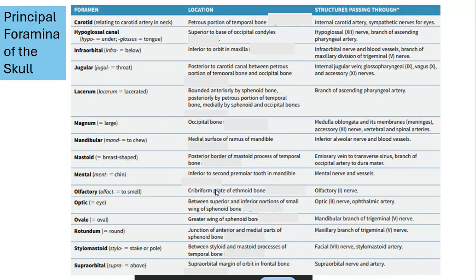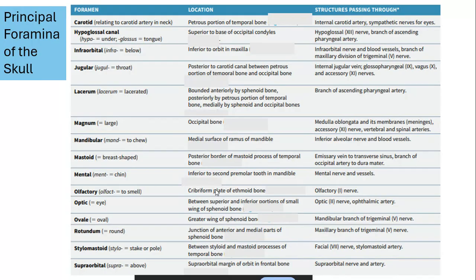All right, so you can see that the contents exist on a very broad range. Mental, ment is chin. That's where we have mentalis, the muscle that I taught in a different video. Inferior to second premolar tooth in the mandible is where the foramen is. Mental nerve and vessel. It's like a little hole, right above the mentalis. All right, olfactory, to smell.